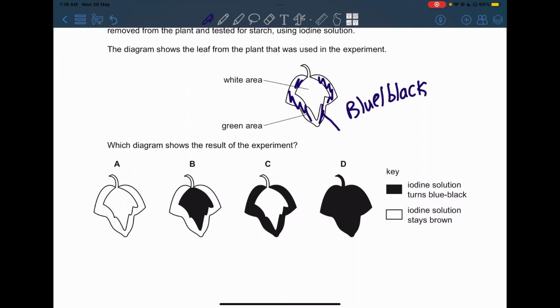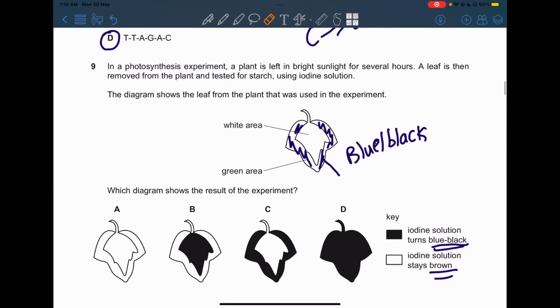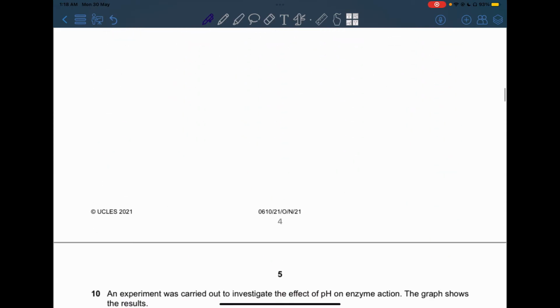So let's check our key over here. The key says if it's black, then it's going to be blue-black, and if it's white, then it stays brown. So we have to choose something that is actually blue-black from the outside and white from the inside. So that is exactly option C. So we're going to be choosing that.